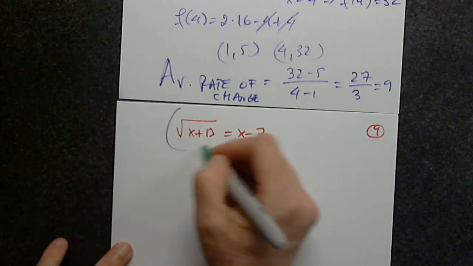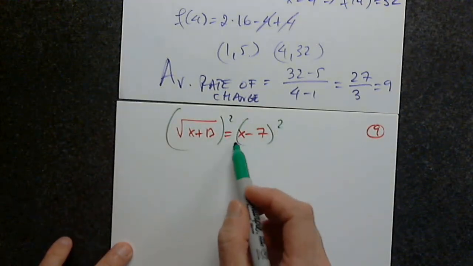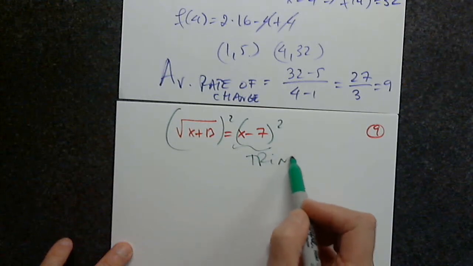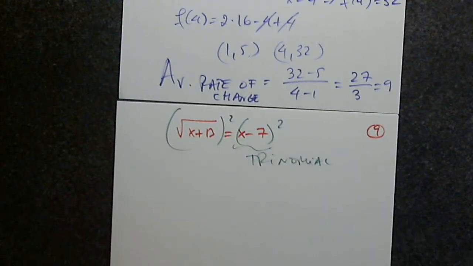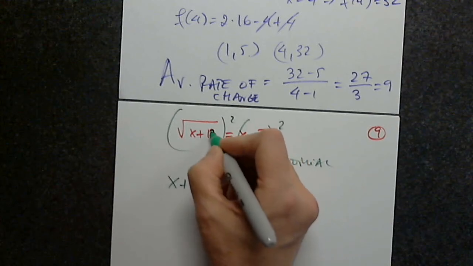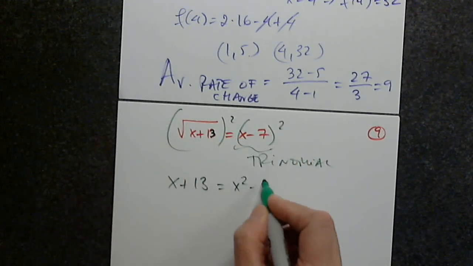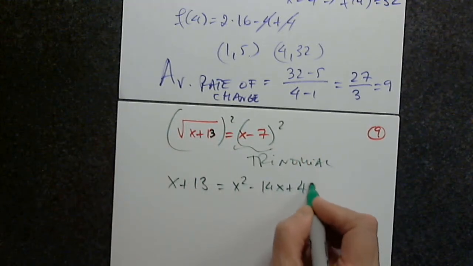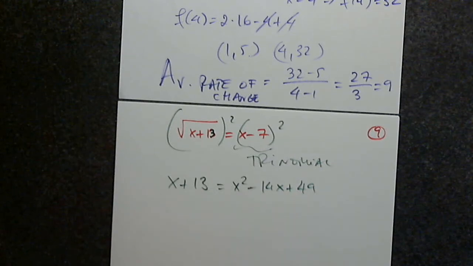So when you square both sides, remember, this will be a trinomial. If you simply write by mistake x squared minus 49, the whole thing collapses. So the left-hand side is x plus 13, and the right-hand side is x squared minus 14x plus 49. Always remember, a binomial squared is a trinomial.